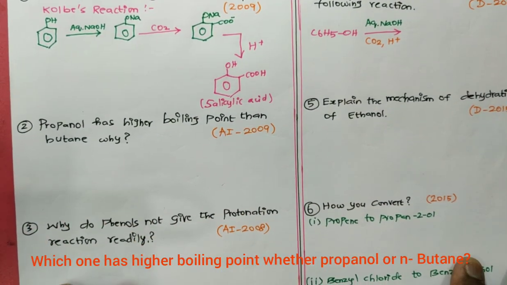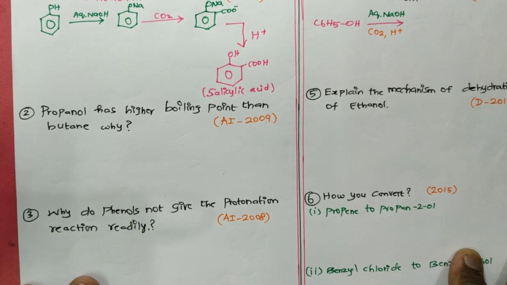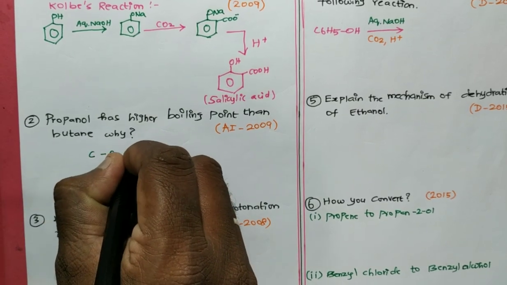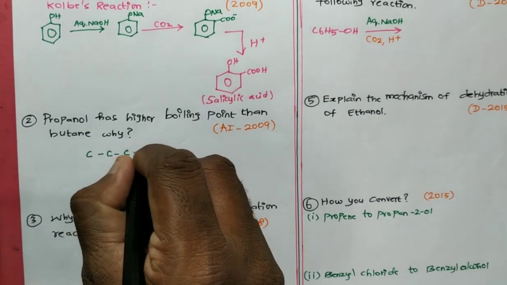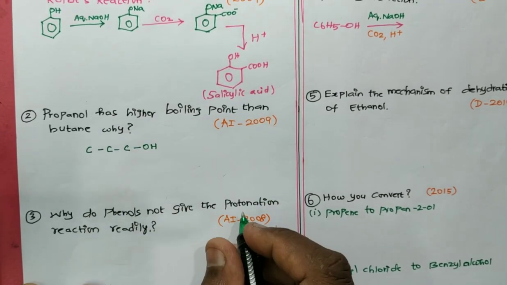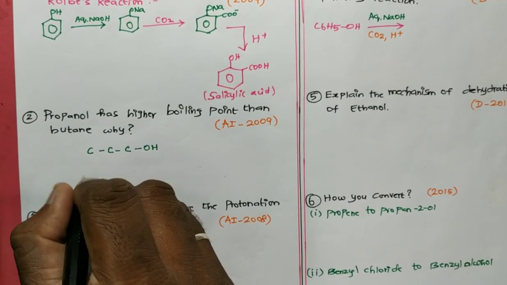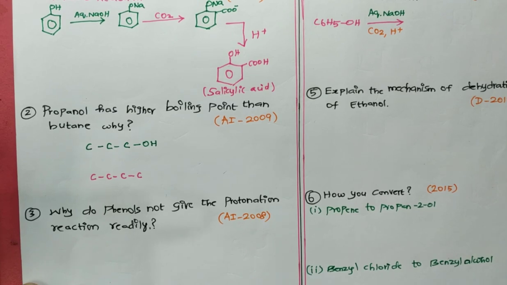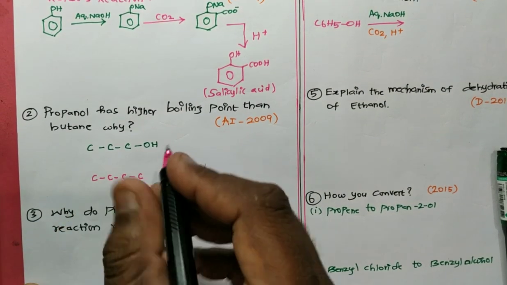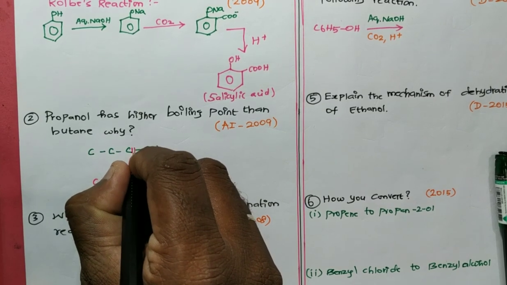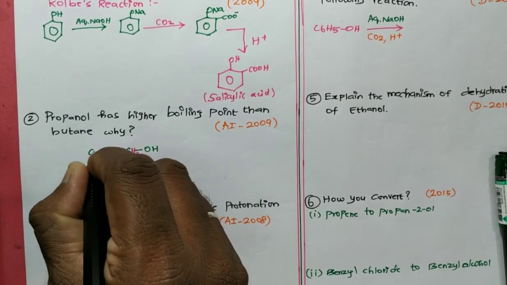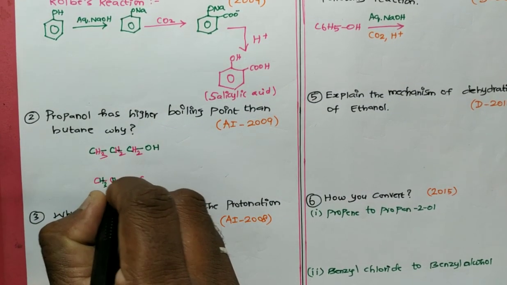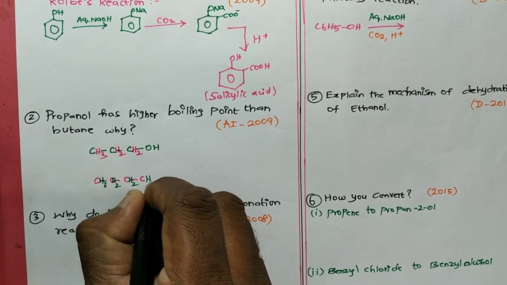The next one is: propanol has a higher boiling point than butane. Why? Propanol has 3 carbon atoms, 1, 2, 3. They are not mentioning the position numbers, so we take propanol with the OH on the first position. And butane has how many carbon atoms? 1, 2, 3, 4. Butane is there. In the case of propanol, if I am filling in the hydrogens, CH3, CH2, CH2, OH, and here CH3, CH2, CH2, CH3.